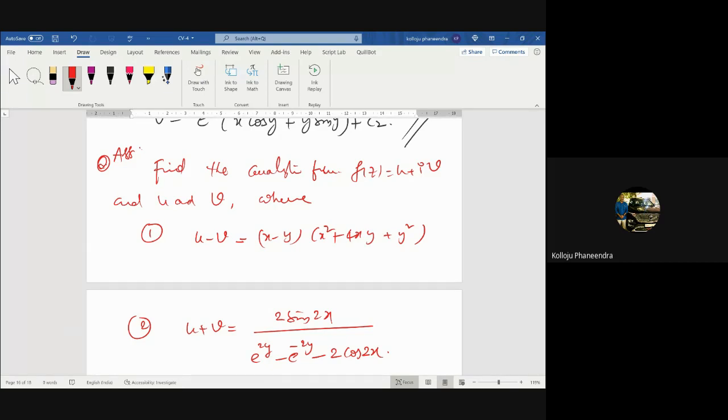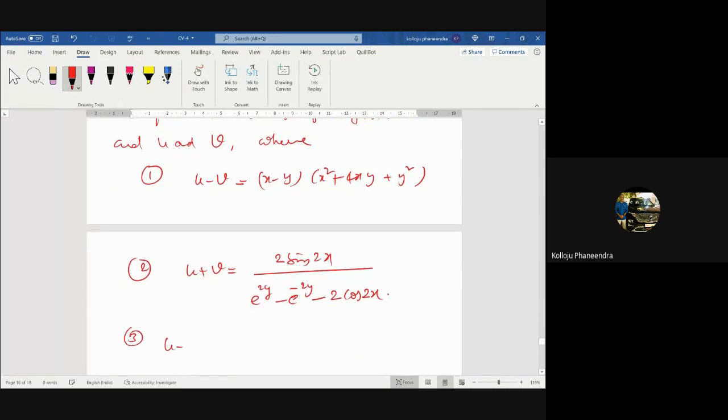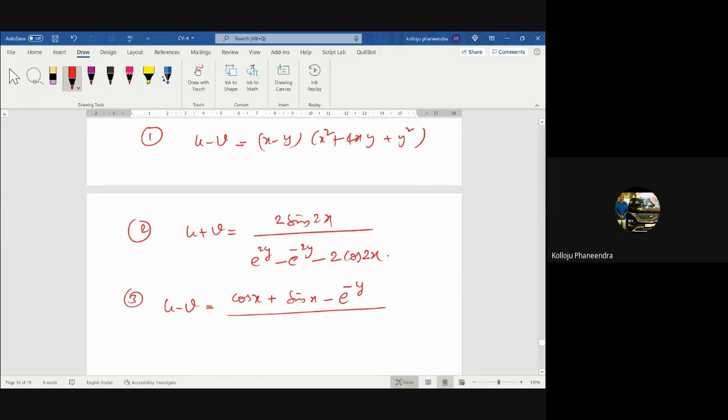And I will give one solved problem in the textbook. u minus v equal to (cosine x plus sine x minus e to the power of minus y) by (2 cosine x minus 2 cosh y), and f of pi by 2 equal to 0. This condition is given to evaluate the constant. Any doubts?